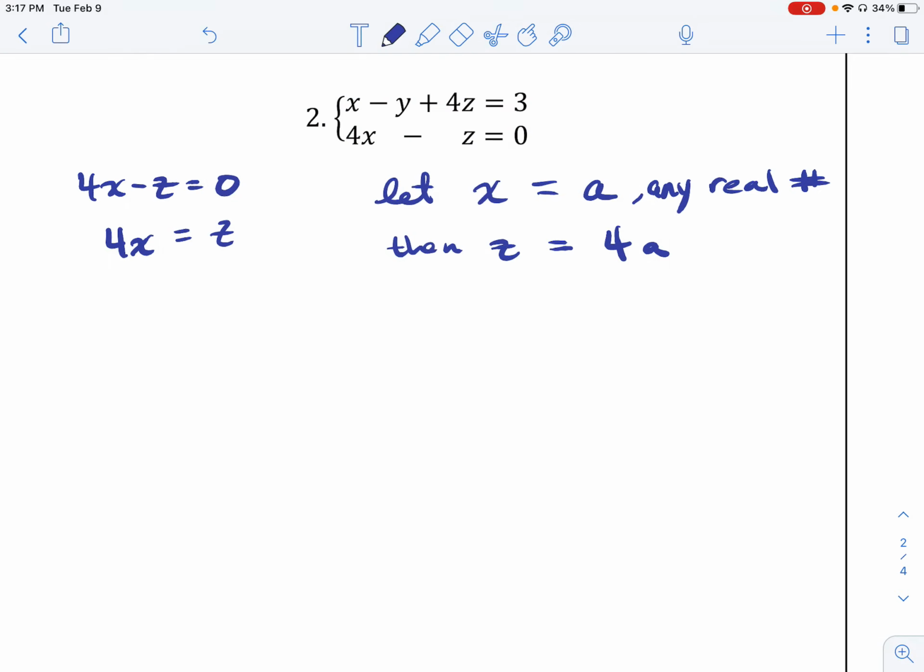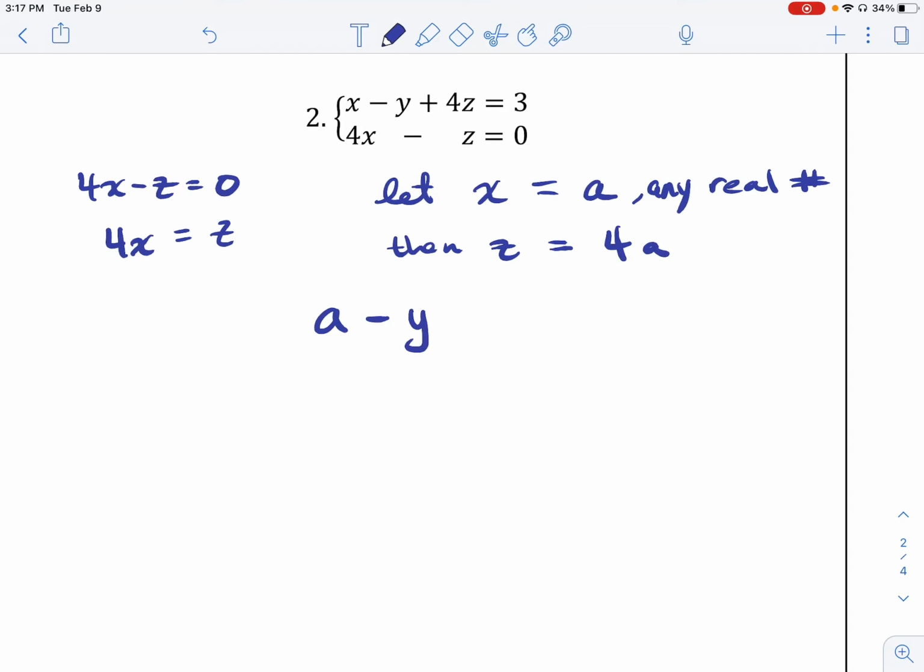So we know x is our independent variable. We're setting that equal to a. z is equal to 4a. So all we need to do now is solve for y. And we can say x minus y. Well, x we already know is a. So we're actually solving for y here, excuse me.